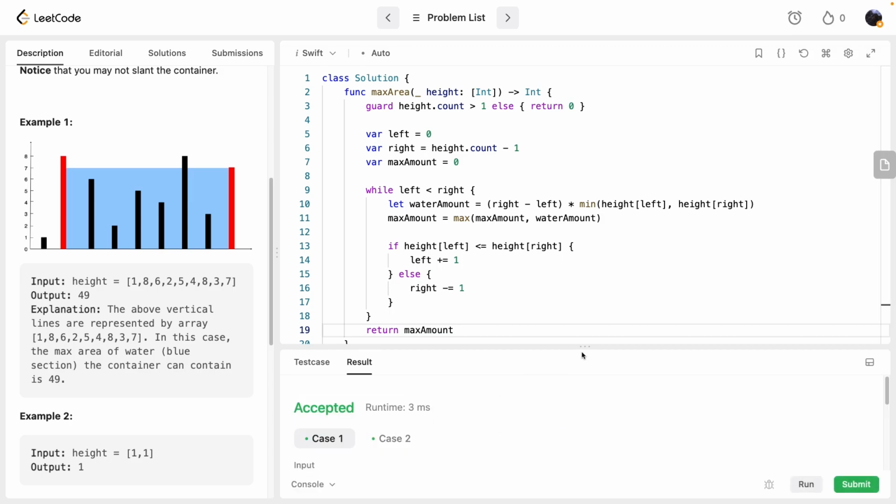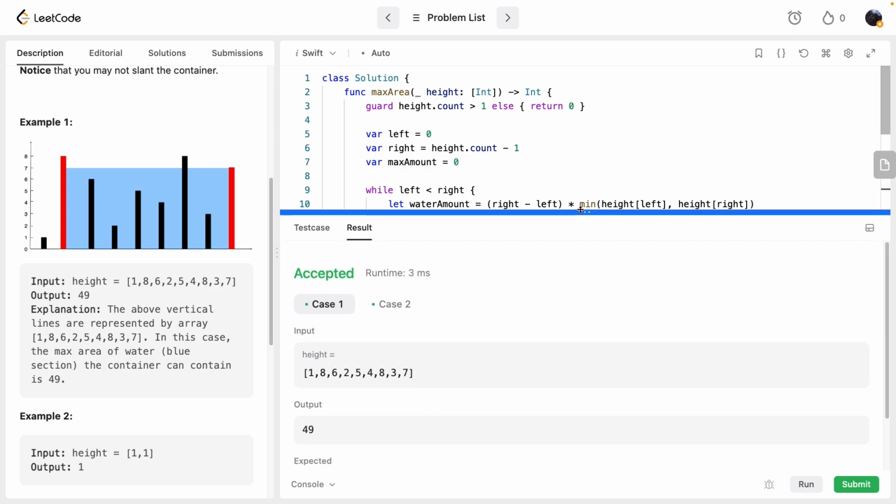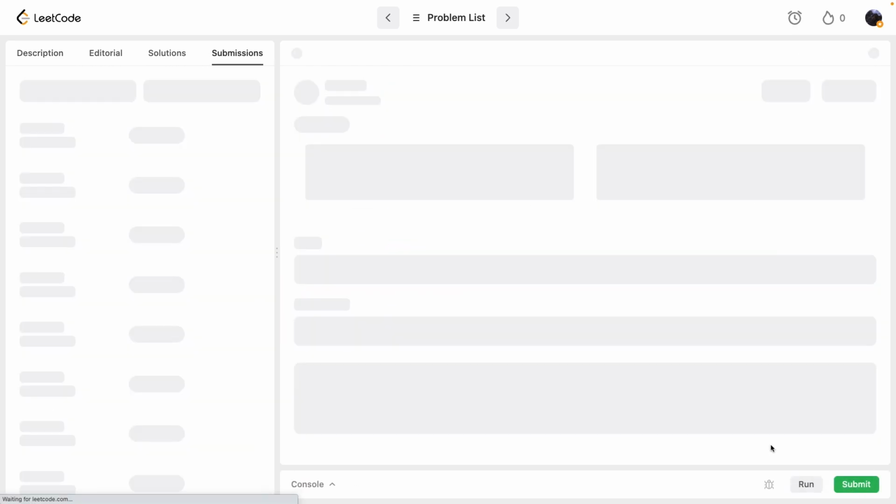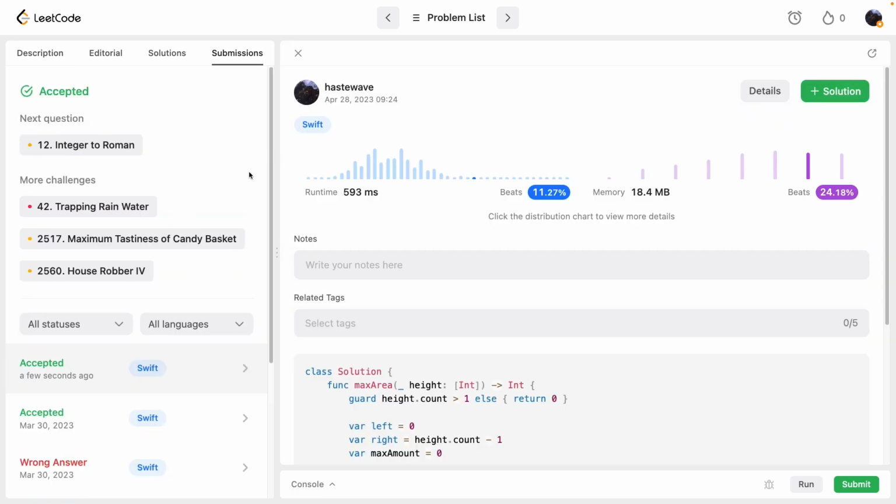You can see that both test cases are working. Let's submit our solution. Amazing. Works really good.